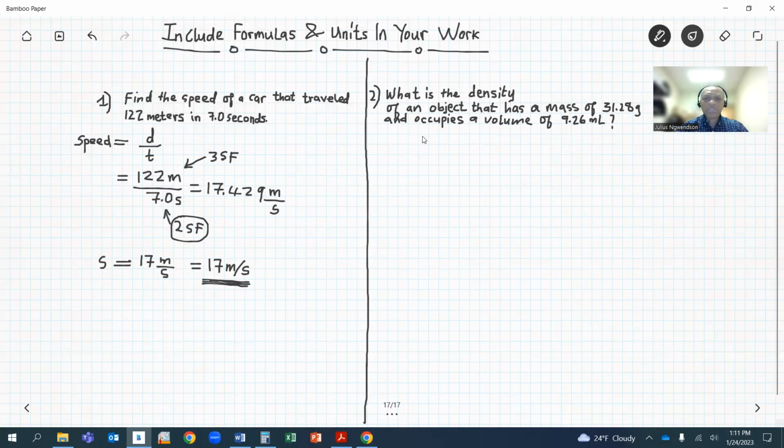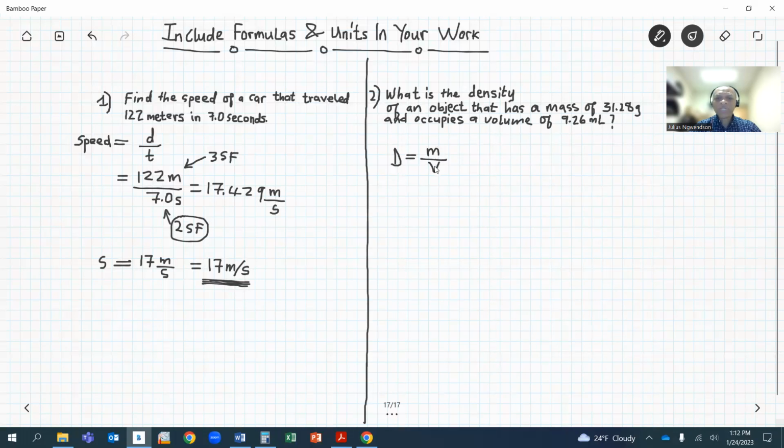The second question here is, what is the density of an object that has a mass of 31.28 grams and occupies a volume of 9.26 milliliters? So, step 1, write your formula. Density equals mass over volume. That is the formula. We are looking for density. We have been given mass and volume.